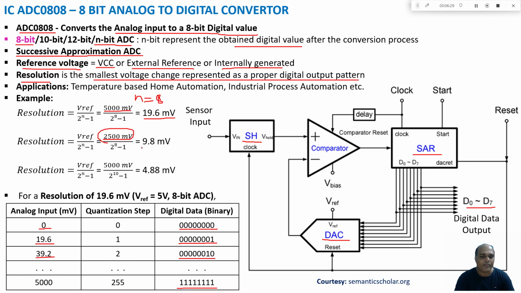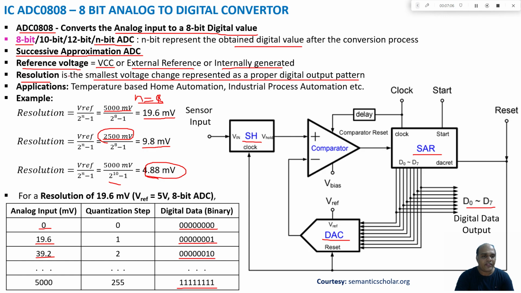In that case, each step will have a variation of about 9.8 millivolts. So you can see the variation. Even a smaller voltage change can be represented in a proper binary bit pattern. Another option is, instead of using n equal to 8, I can use n equal to 10. In that case also, we can increase the resolution of your ADC. So resolution is one of the key parameters of your ADC, which represents how small a voltage can be represented in a proper binary bit pattern.